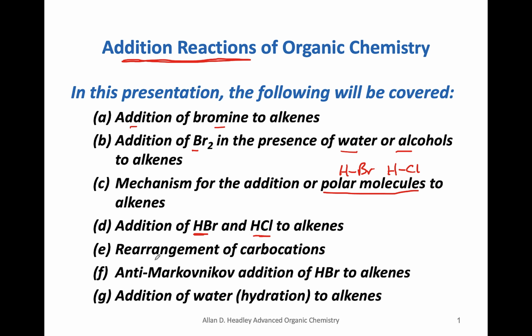We'll also look at the rearrangement of carbocations. You will remember that we did carbocations as a reactive intermediate in one of the earlier lectures. And one of the characteristics of carbocations is that they readily rearrange to give more stable carbocations. So now we'll see the effect of the rearrangement in predicting the major product.